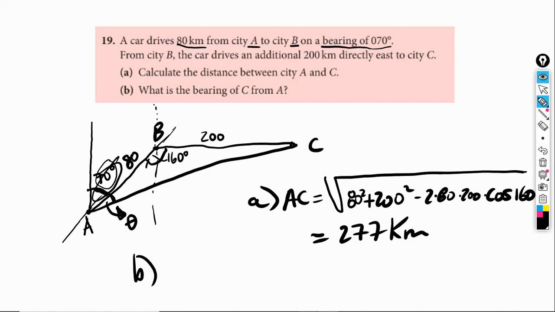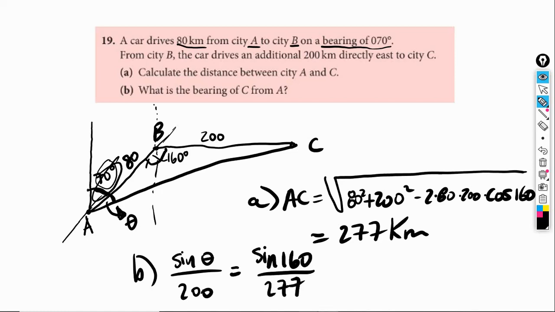In this case, we will have to use the law of sines. Remember that the law of sines would allow us to do this. We would know that sine of theta divided by 200, the opposite side, is proportionate to sine of 160 over what we just found, 277. And we can plug this in one stroke in the calculator.